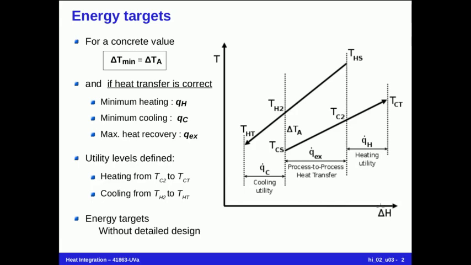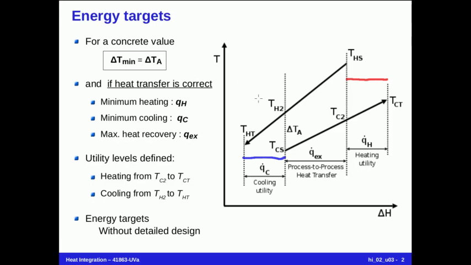In the temperature versus delta H diagram, if we want to study the recovery between a hot stream and a cold stream for a specific minimum approach, this time on the cold side of the heat exchanger, and if the heat transfer is correct, then the minimum heating will be this extension, this duty, the part of the cold stream that is not covered with hot stream, and the minimum cooling, the minimum refrigeration, will be this duty, this gap, the part of the hot stream that has no cold stream to pass to.